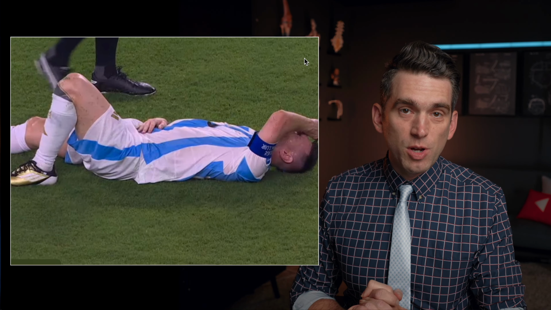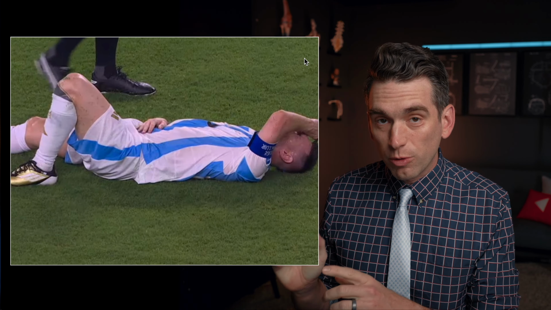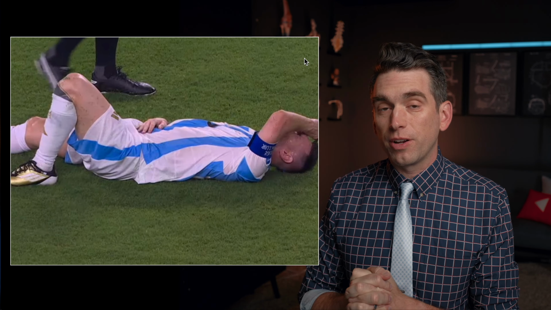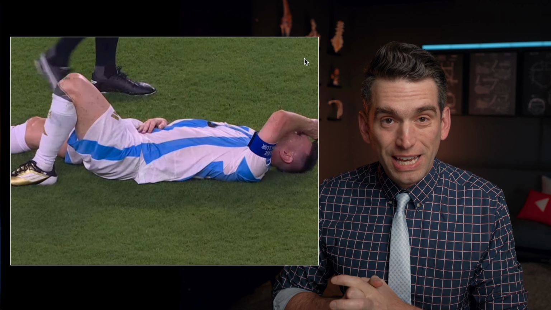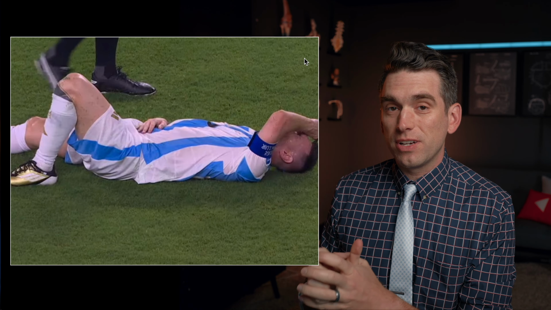Lionel Messi was subbed off with a non-contact right lower leg injury late in tonight's Copa America final, and in this video we're going to take a look at the play it occurred and how serious this could be.